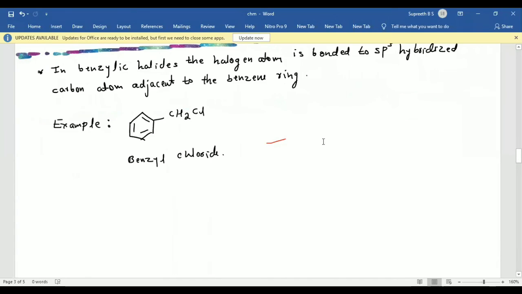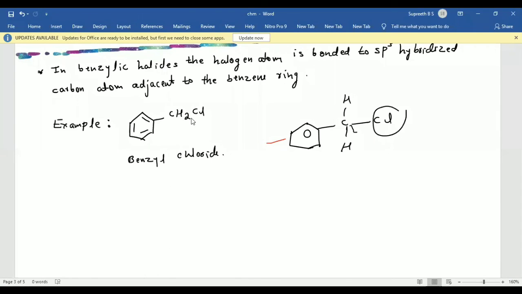Observe this example. We have one benzene ring, then CH2Cl. Expand that one. Just take that example. We have a benzene ring, then this one is carbon, hydrogen, hydrogen. Okay, CH2Cl, right? So the halogen atom is attached to an sp3 hybridized carbon, already discussed.